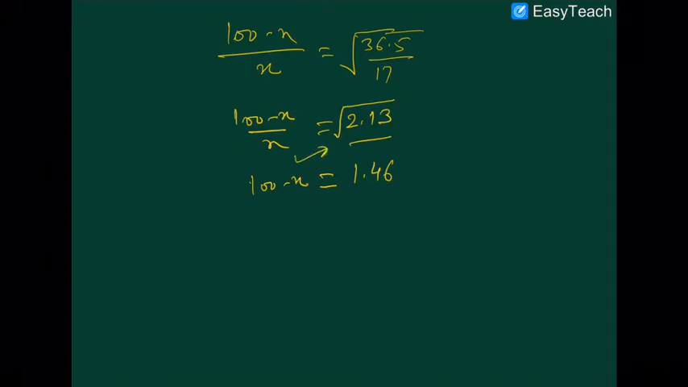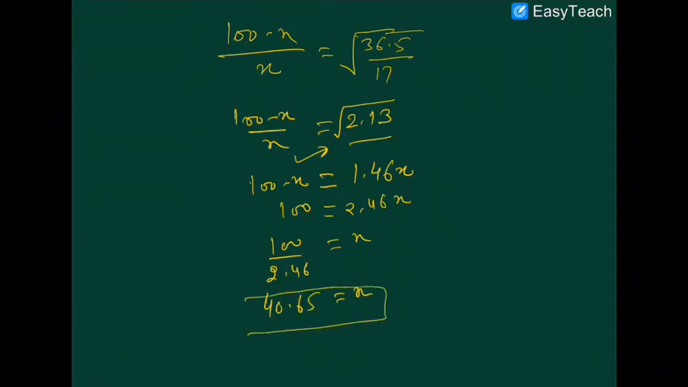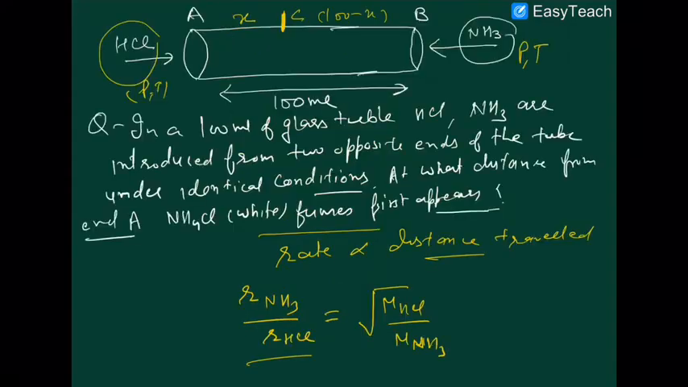100 minus X, cross multiply it. So it is 2.46 X equals 100. So X is 100 divided by 2.46. So it comes out to be 40.65. So X comes out to be 40.65.